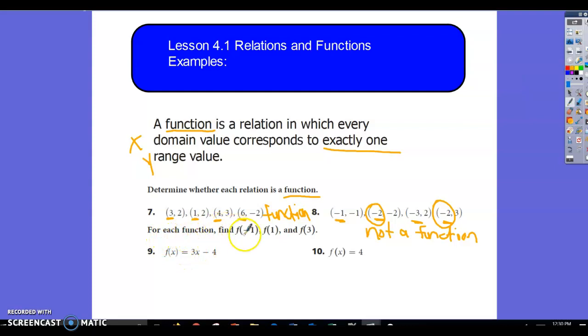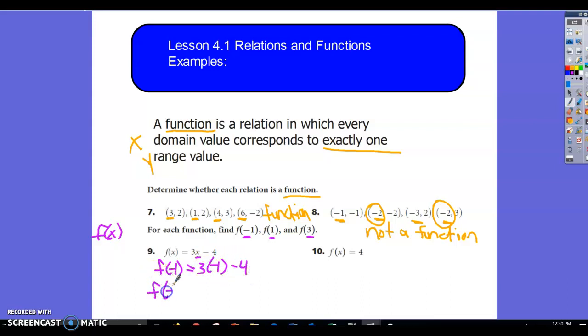For each function, find f of -1, f of 1, and f of 3. So what they want us to do is, remember this is function notation, f of x. So if this is f of x, they're wanting us to substitute these values in for x to find the y value. So for the first one here, if we have f of -1, they want us to plug -1 in for x. So we're going to have 3 times -1 minus 4.